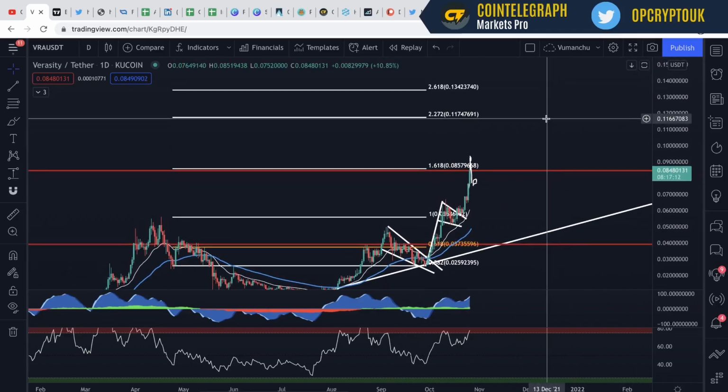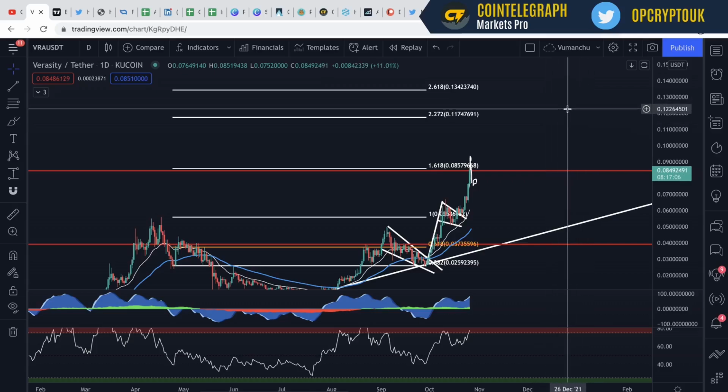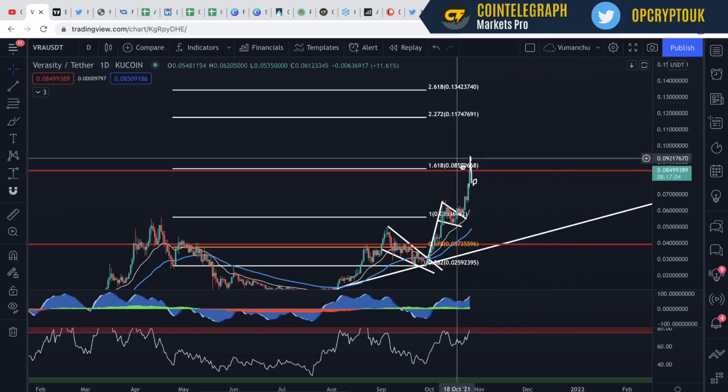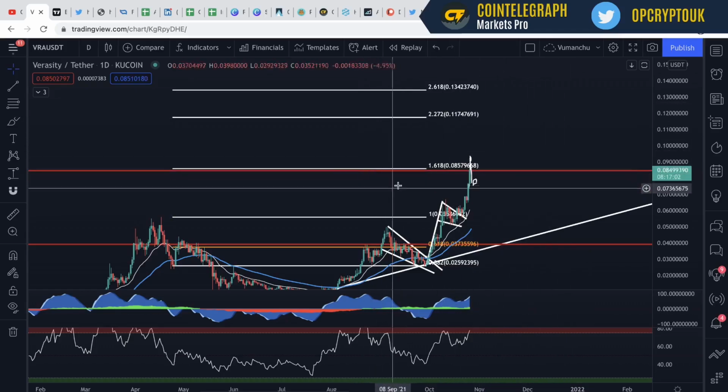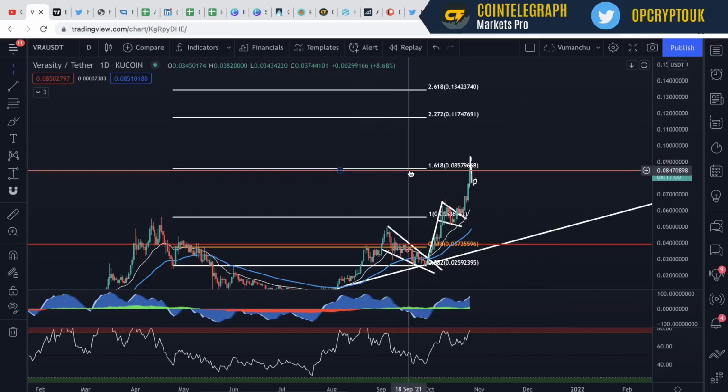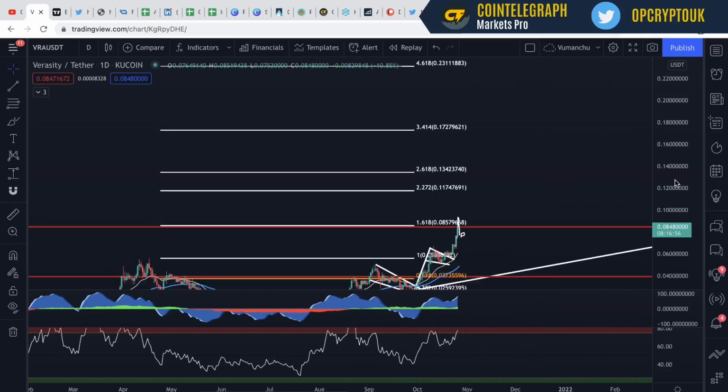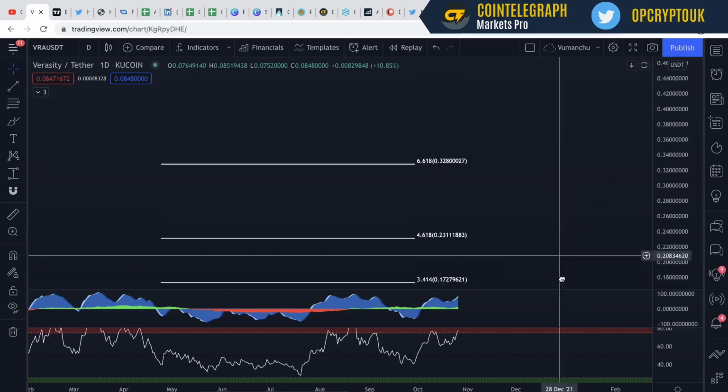So the first target for me is this negative 272 level here at 11.7 cents. And then going through, I think that's the first major target really. We've already hit this one. If you watch my previous videos, I would have said this at 0.085 is the first target. The next target is 11.7 cent. And then zooming out, we've got a lot of targets to hit above.